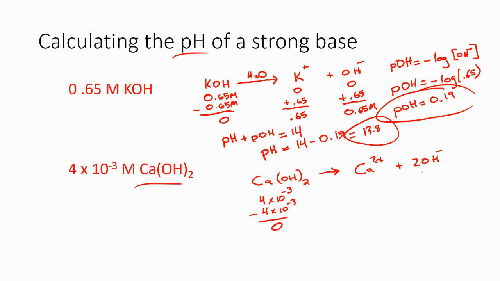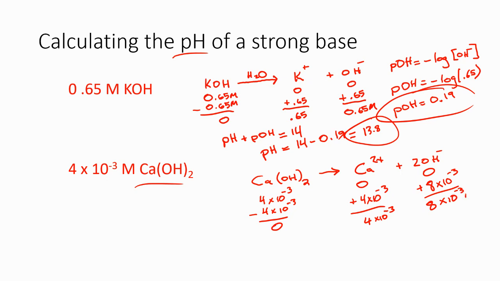But over here, when we gain calcium, we gain 4 times 10 to the minus 3. But for OH minus, it's a little bit different. It's in a 2-to-1 ratio with the initial concentration. So here, we're going to actually gain 2 times 4 times 10 to the minus 3, also known as 8 times 10 to the minus 3. Does that make sense? It's in a 2-to-1 ratio.